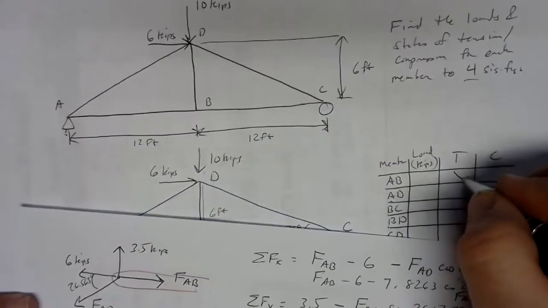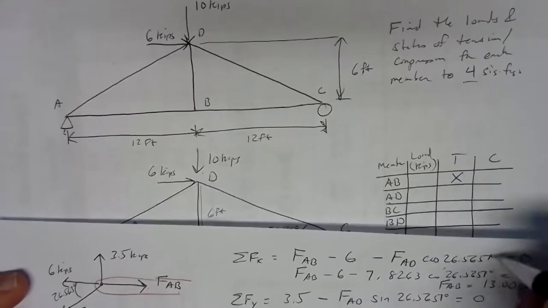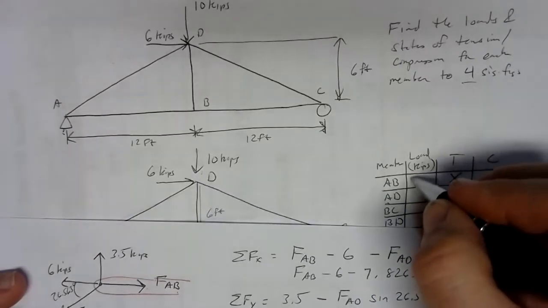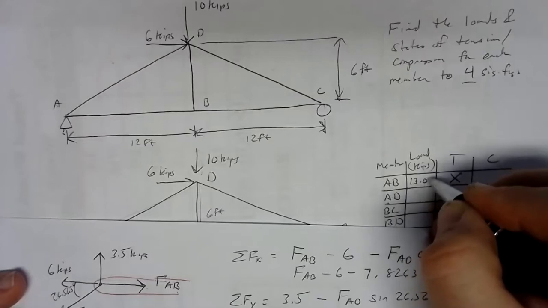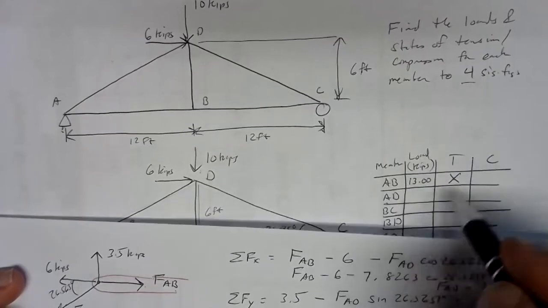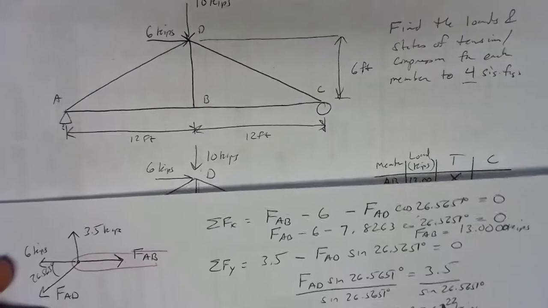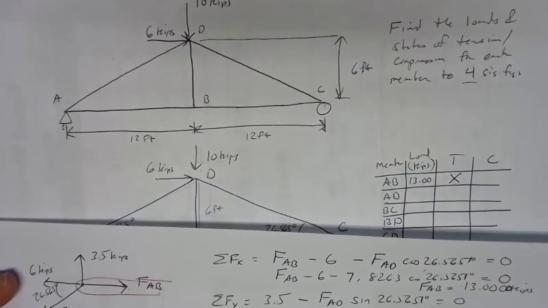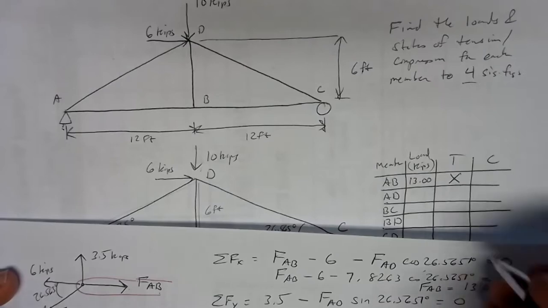So we can go to the table, we got tension there, and we can round to our 4 sig figs here, 13.00 for that. As long as we don't use that in the calculation, it's fine. We'll use the full format ones in the calculation. Member AD, we had 7.826.